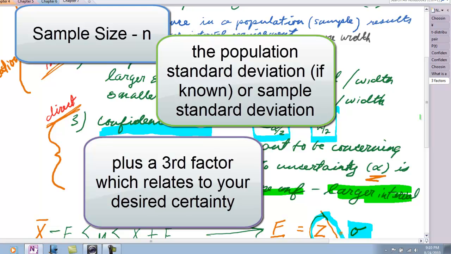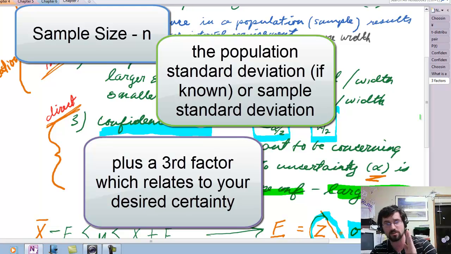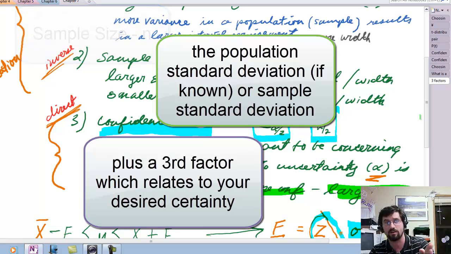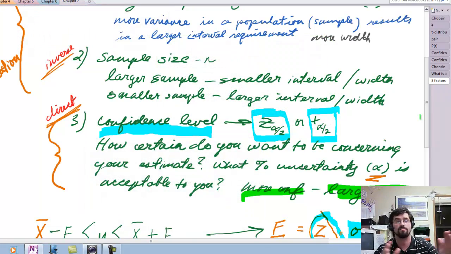It's better to use a confidence interval because your point estimate is not guaranteed, but at least when you do a confidence interval, you can say how certain you are of your estimation, and that's a good thing. All right, that's it for this video.